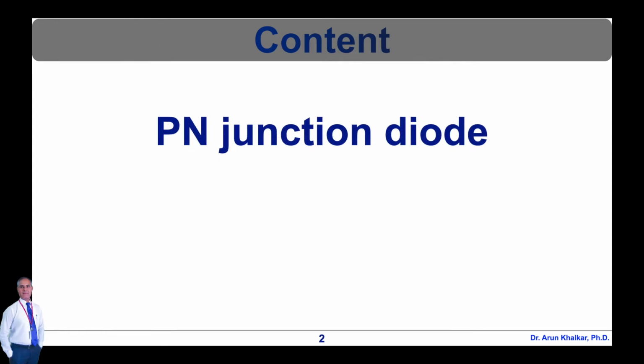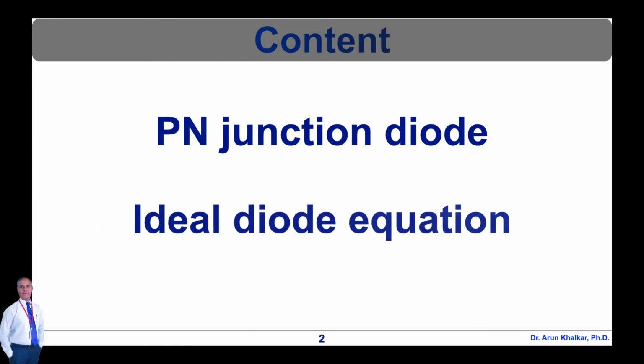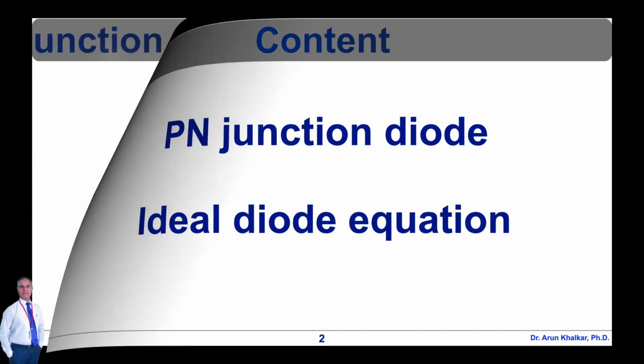The content of this lecture video is as follows. First of all, I will discuss the p-n junction, followed by the p-n junction diode and its working mechanism with the help of the IV characteristics curve. Further, I will discuss the expression for barrier potential and the ideal diode equation.